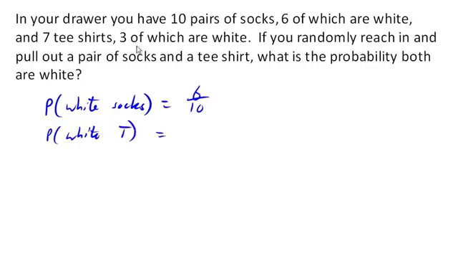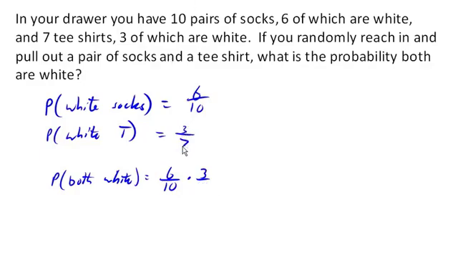So the probability that both of them will be white will simply be the likelihood of the first being white times the likelihood of the second one being white, because the probabilities... oops, that's not right. It's not out of 10. It's out of 7, right? 3 out of 7. Sorry.